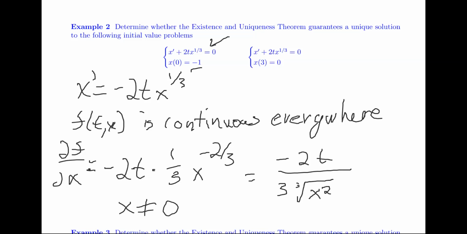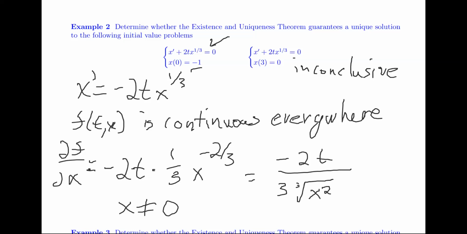Unfortunately, for the second one here, the theorem is inconclusive, because x is equal to 0, so we cannot find a rectangular region around that point that is continuous for both f and the partial of f with respect to x. And that is it for that problem.